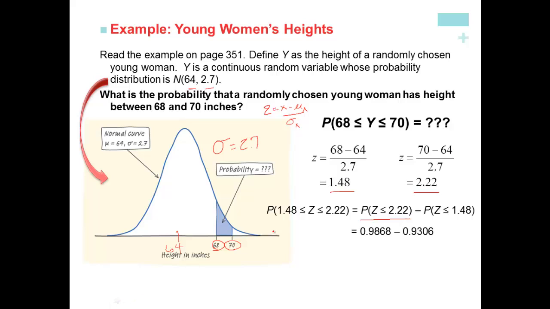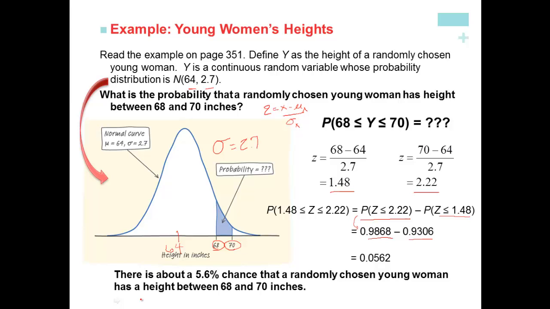Using the z-table, a z-score of 2.22 has a probability value of 0.9866, and a z-score of 1.48 has a probability of 0.9306. And subtracting those, I end up with 0.0562. In context of the problem then, that means there is about a 5.6% chance that a randomly chosen young woman will have a height between 68 and 70 inches tall. Really, this is nothing more than what we had done with normal calculations before.